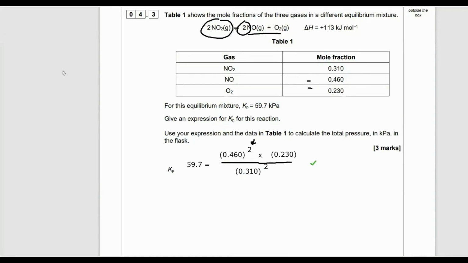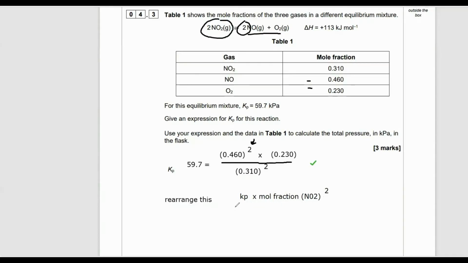Now, the next part to the question says use your expression and the data in table 1 to calculate the total pressure in kPa in the flask. So all I need to do here is plug these numbers in, and I need to, first of all, rearrange. So I'm going to rearrange this, and we're going to be able to work out the total pressure. So essentially, you'd have total pressure times each mole fraction, you can cancel out and then rearrange to make total pressure the subject of the equation.